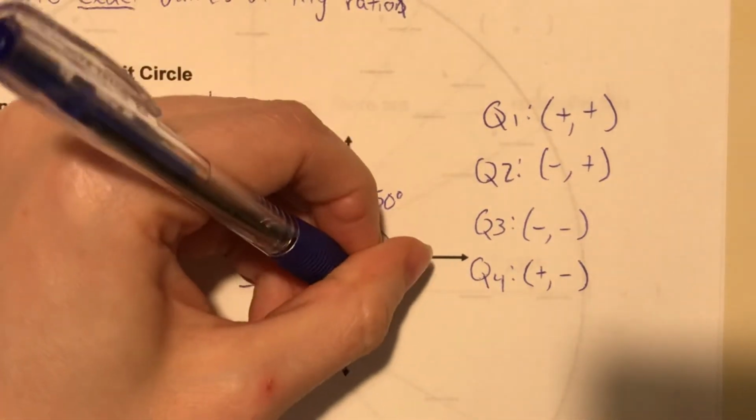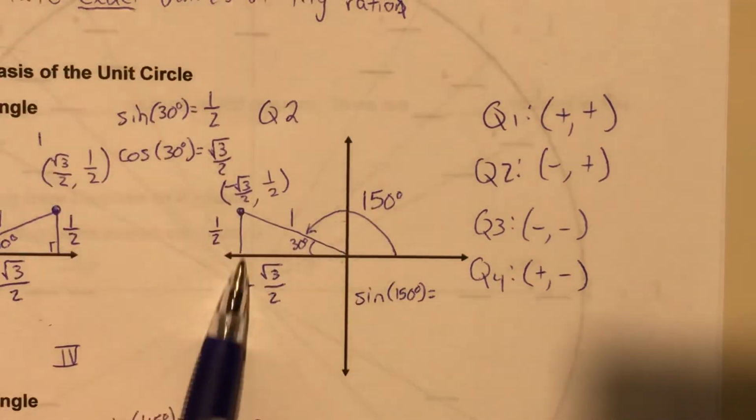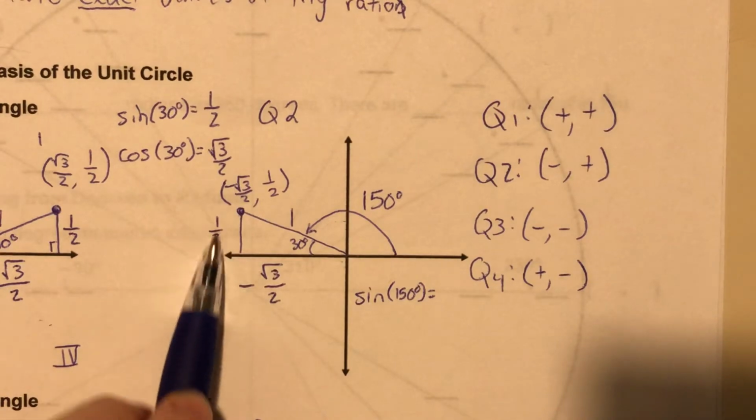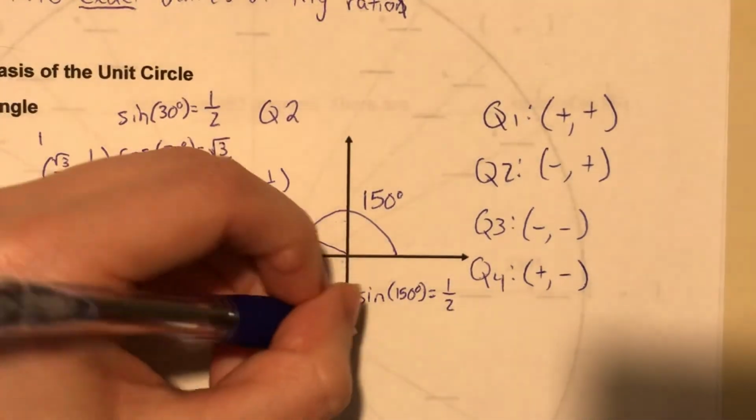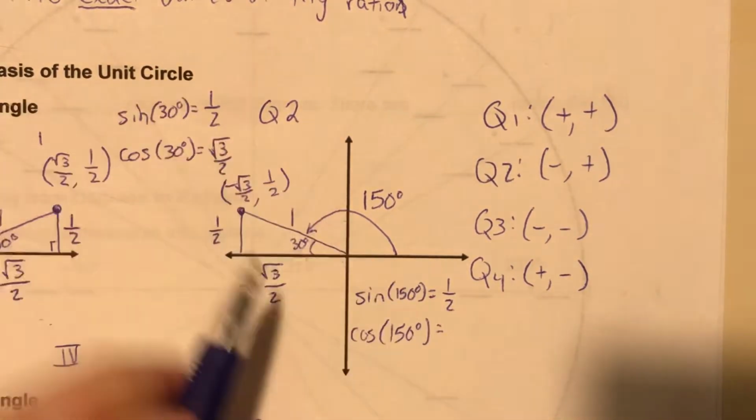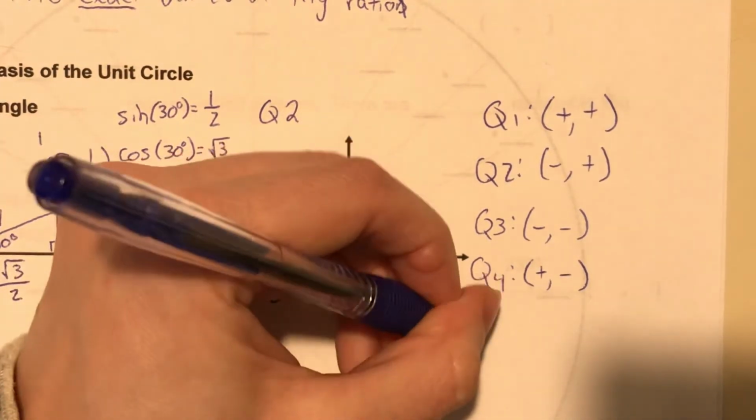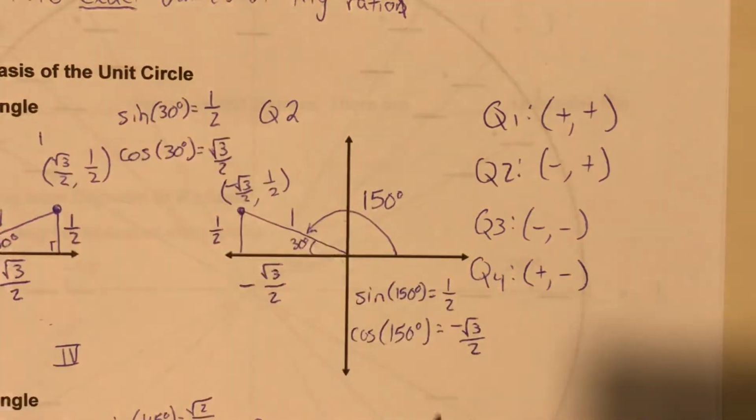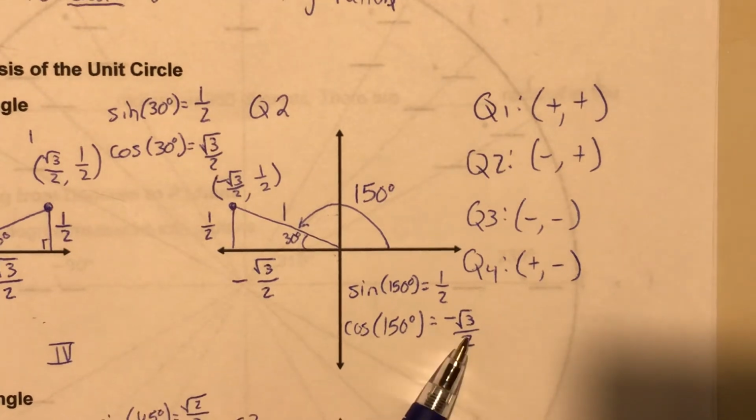So we can say the sine of 150 degrees is opposite over hypotenuse, 1/2 over 1, or just 1/2. The cosine of 150 degrees is equal to adjacent over hypotenuse, negative square root of 3 over 2 over 1. So negative square root of 3 over 2 is the cosine of 150 degrees. If you put this in decimal form and try this in your calculator, you'll get the same answer.